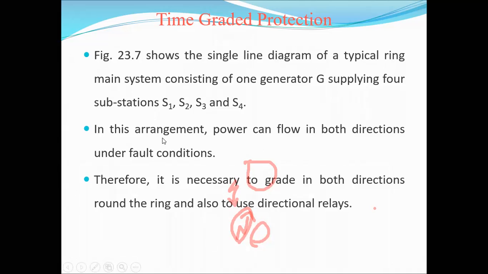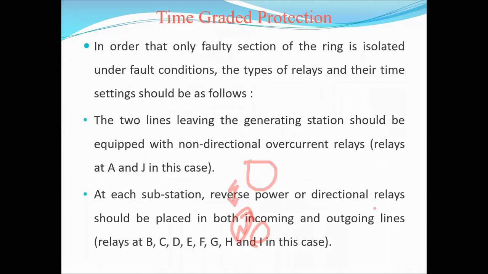In this arrangement, the power can flow in both directions under normal operating conditions and also under faulty conditions. Therefore it is necessary to grade in both directions around the ring, and also to use directional relays, in order that only the faulty section of the ring is isolated under faulty conditions. The type of relays and their time settings should be as follows.